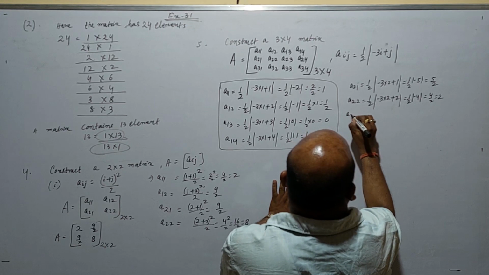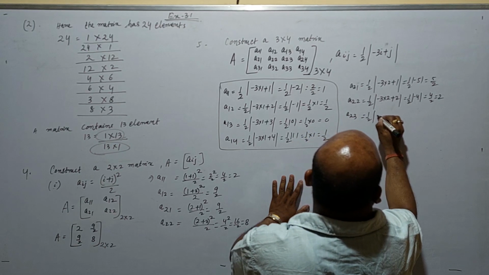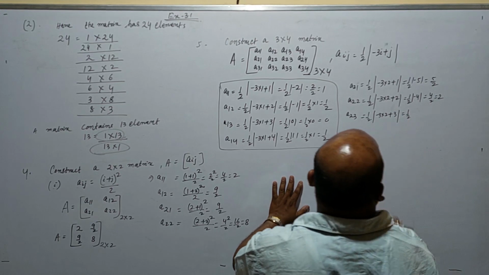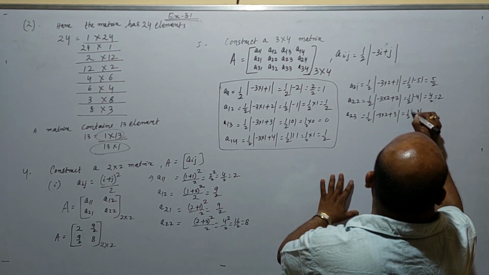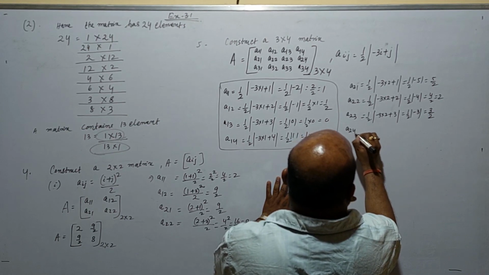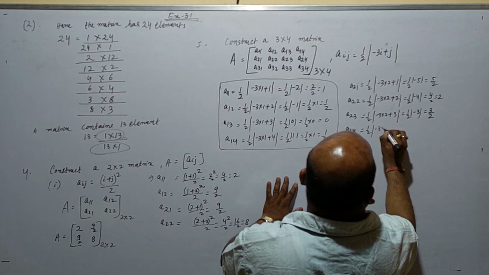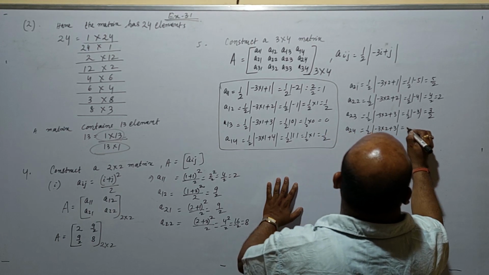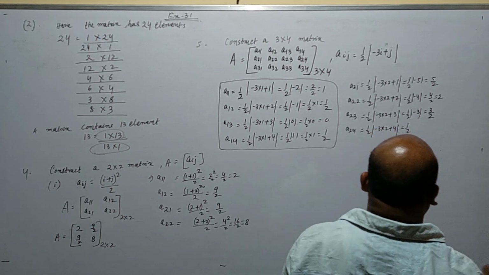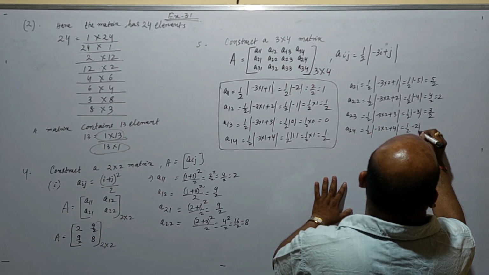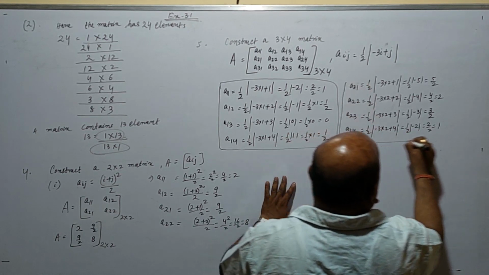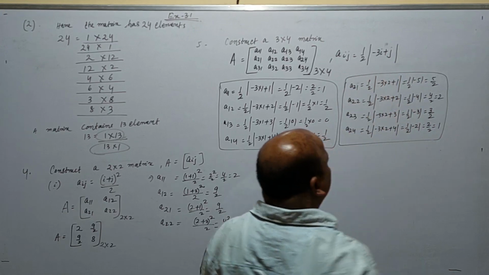Then come to A23. You put here minus 3 into 2 plus 3. So it is half, minus 6 plus 3. It is minus 3, modulus value of minus 3. It is 3 by 2, students. A24: half into minus 3 into 2 plus, sorry, 4. It is not 3, it is 4. So it is half into minus 6 plus 4. It is minus 2. So it is 2 by 2 equal to 1. Right? So second row elements are also solved.